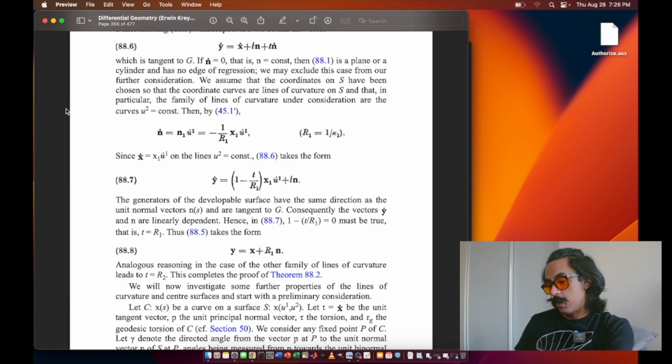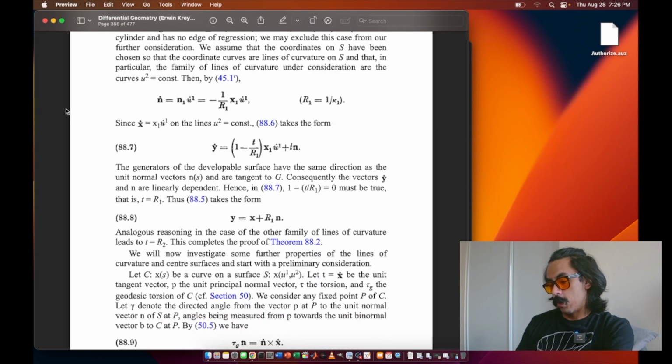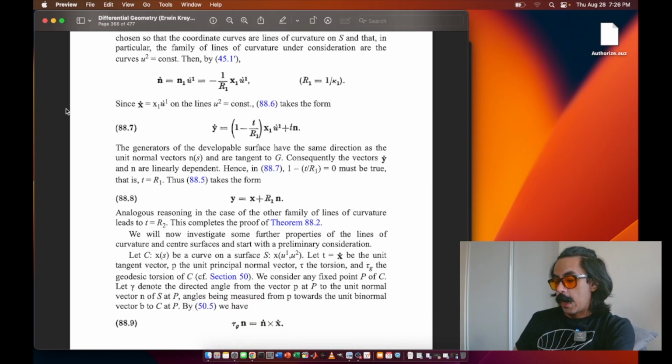Then, by, again, the formulae of Weingarten from earlier in the book, vector n dot is equal to the vector n sub 1 times u dot superscript 1, which is equal to negative 1 over capital R sub 1, times vector x sub 1, times u dot superscript 1, where this capital R sub 1 is equal to 1 over kappa sub 1.